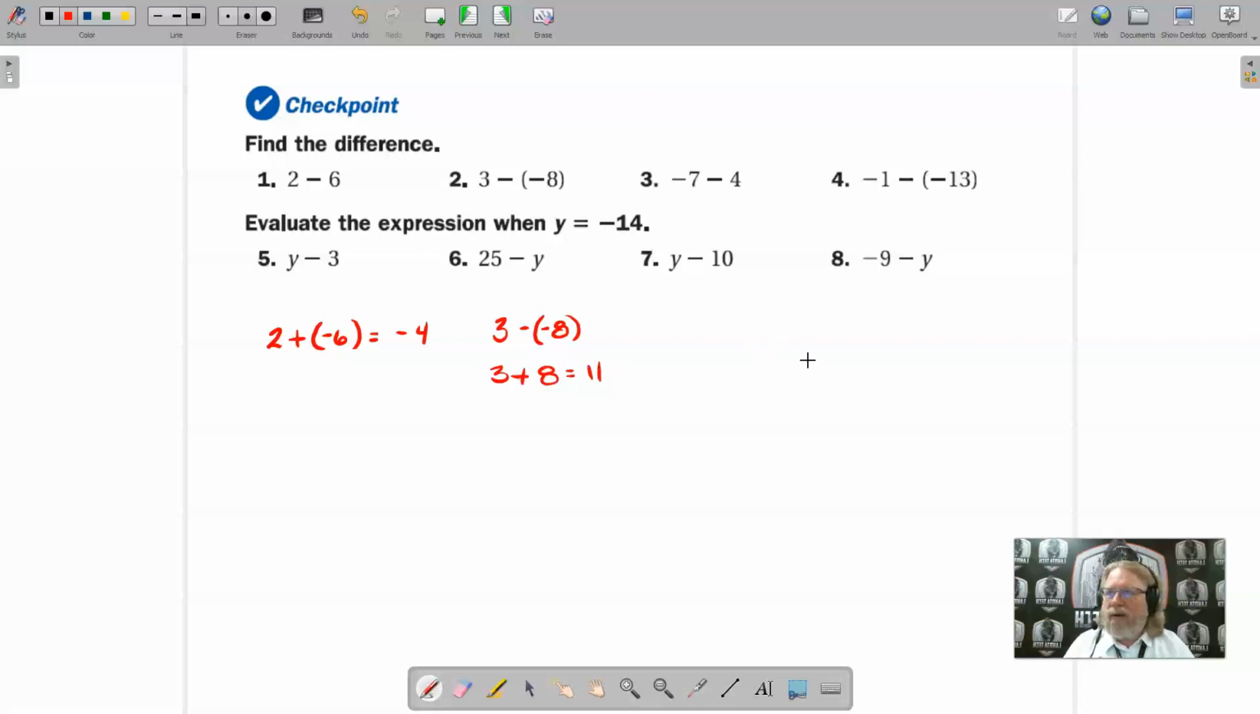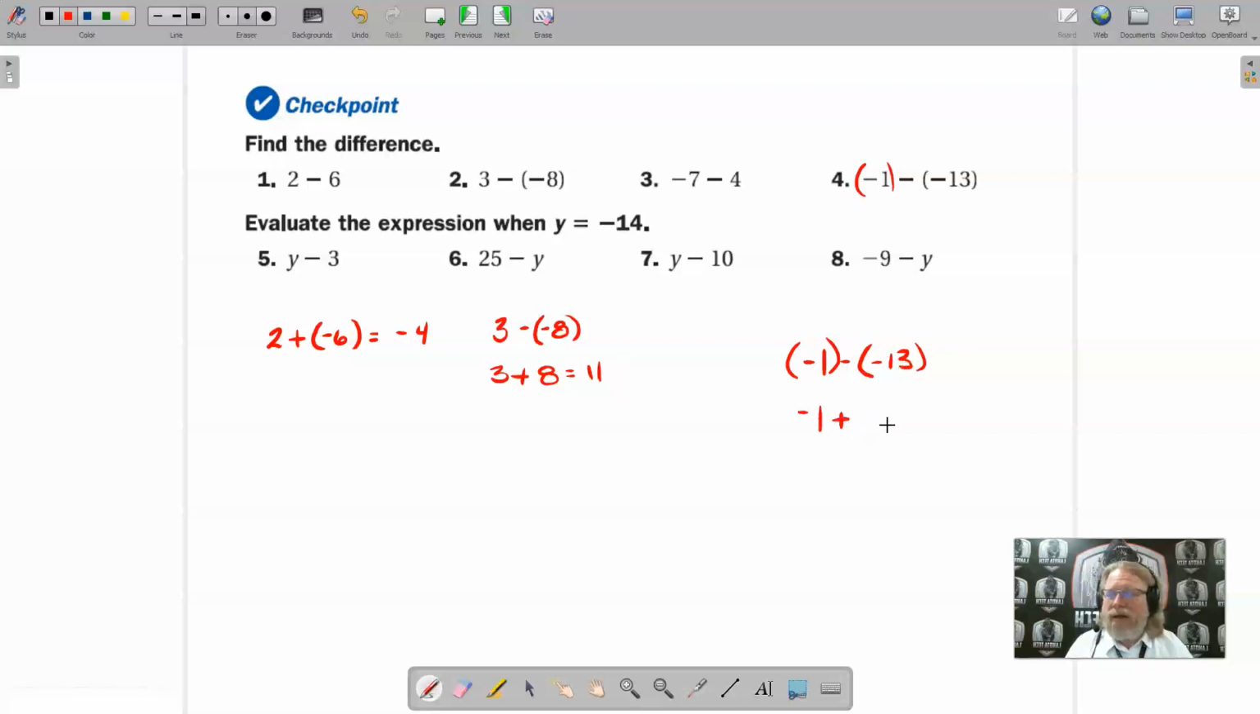Let's look at number 4. Negative 1 minus negative 13. I kind of like to keep that negative 1 in parentheses as well. It kind of holds that negative sign to the 1. Or you could raise the sign. We could raise the negative symbol up higher from the subtraction, which is a good strategy as well. Change it to addition.